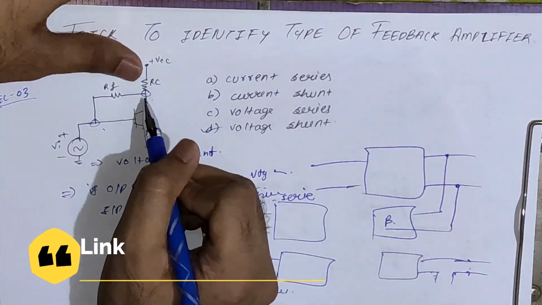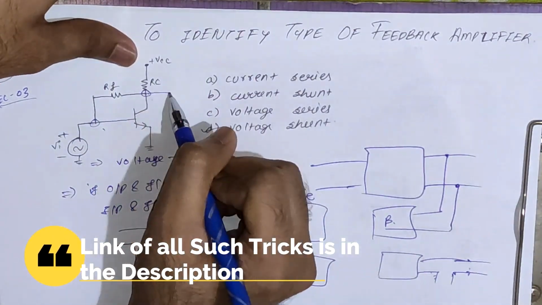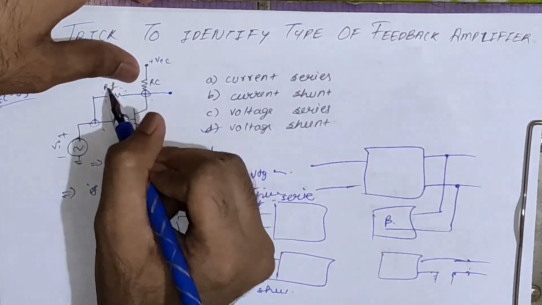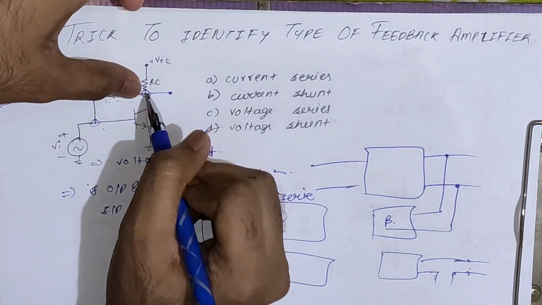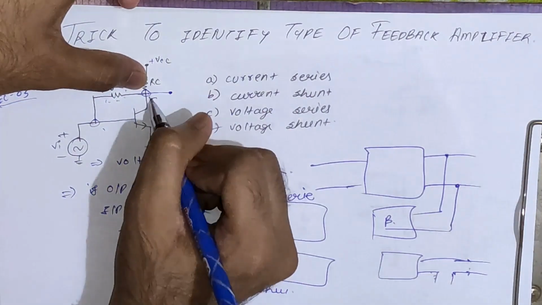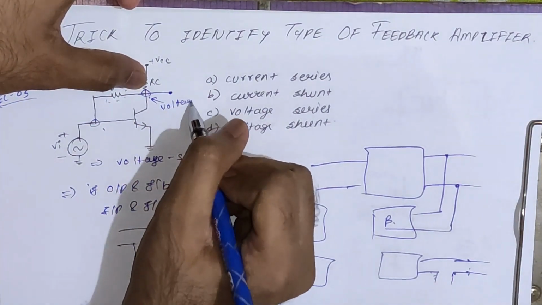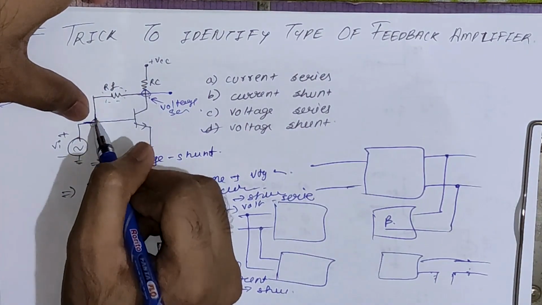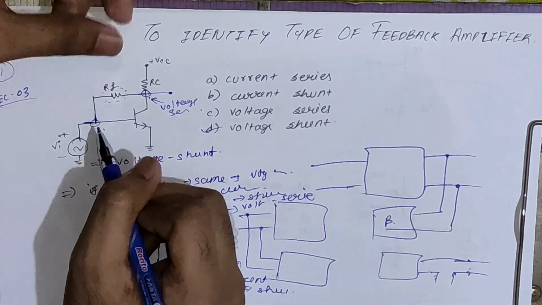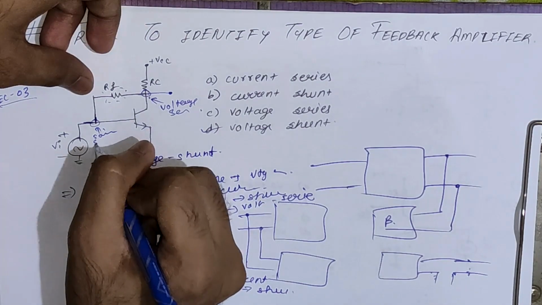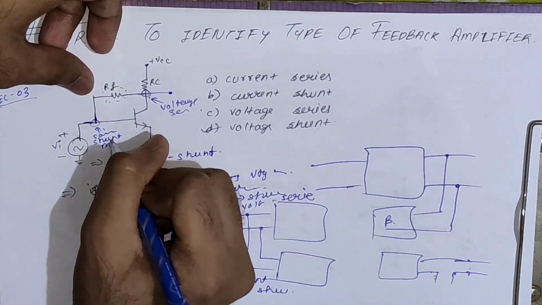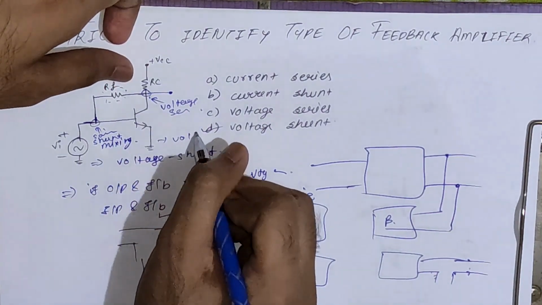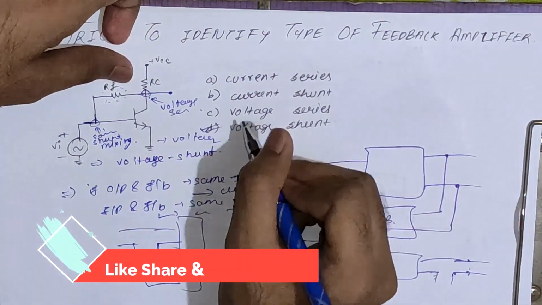Okay, so you can see here we have an output terminal, from here we take the output, right? So this is your output terminal and this is your feedback element. You can see the feedback terminal as well as the output terminal are the same, so we will say here voltage sampling is done, right? And here you can see this is our input terminal and this is our feedback terminal. Both are at the same terminal, so you can say it is shunt mixing. So from this we can say the type of feedback amplifier is voltage shunt, right? So you can see this D option will be correct.